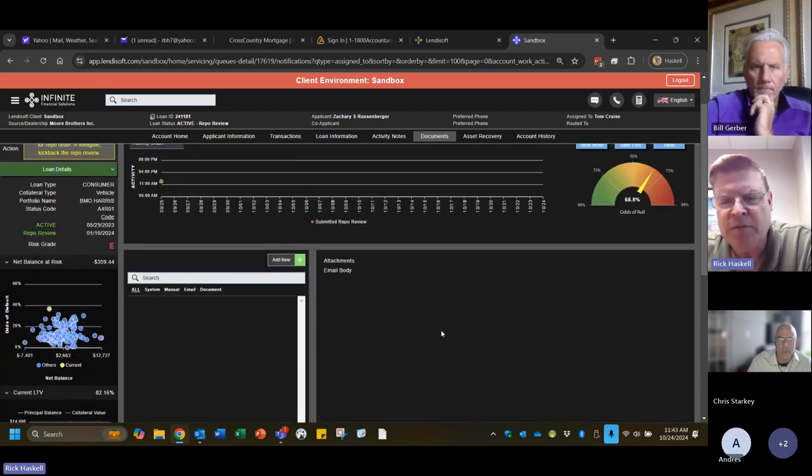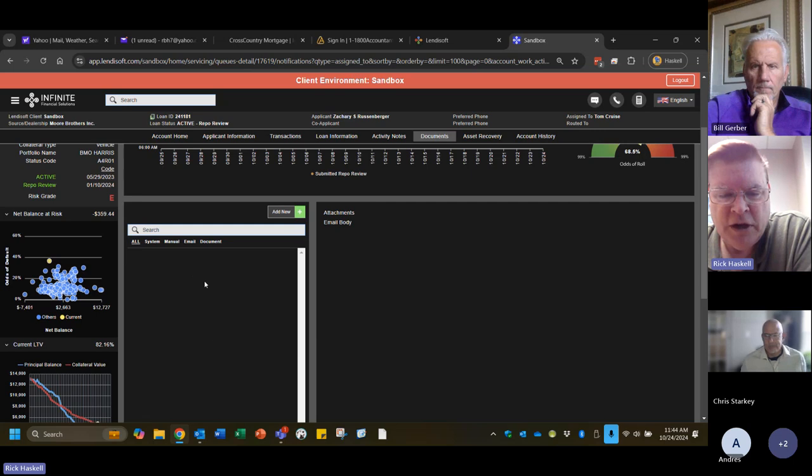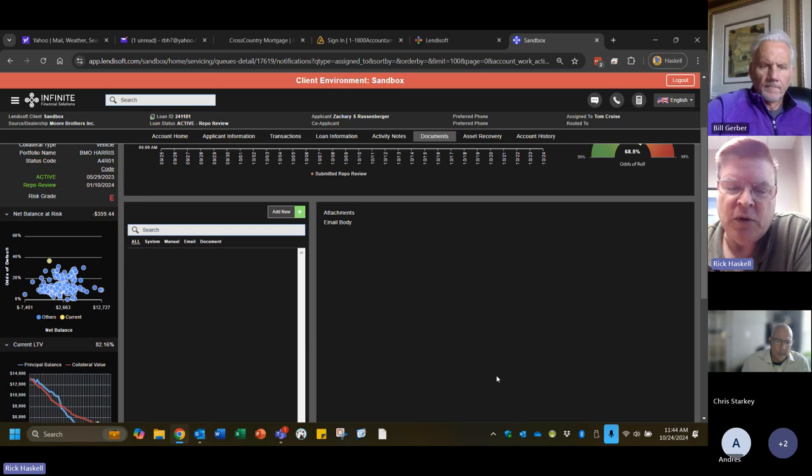So you can upload documents anytime during a loan. If you had to send a letter, like some kind of a past due letter or something like that, those would also show up here, and you'll have a history of all documents here, so that you can view what those emails or physical letters looked like.